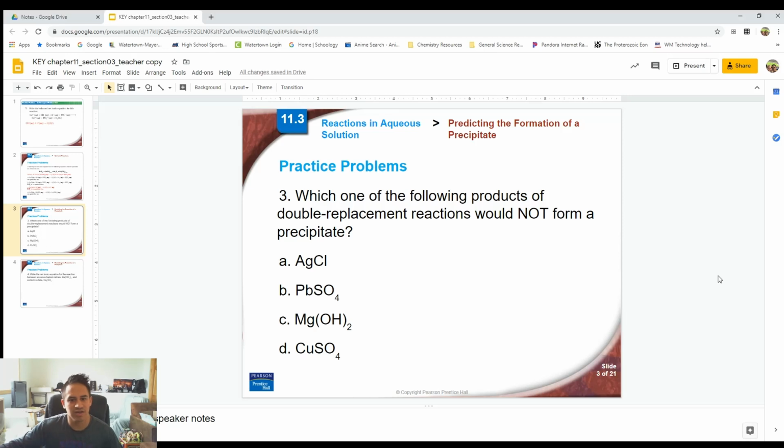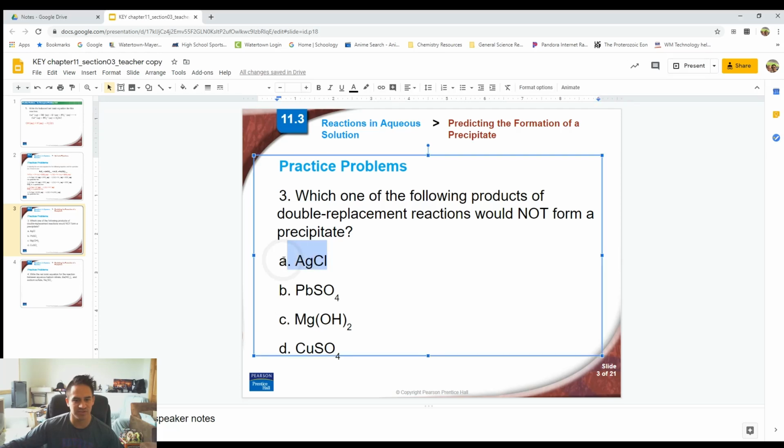All right, taking a look at number 3. It says, which of the following products of double replacement reactions would not form a precipitate? All right, so we are going to be looking on the back of a periodic table at our solubility chart to see which of these would not be a solid. Okay, so we want it to be aqueous for this question. It's basically saying which one of these is aqueous. So let's go take a look at the back.